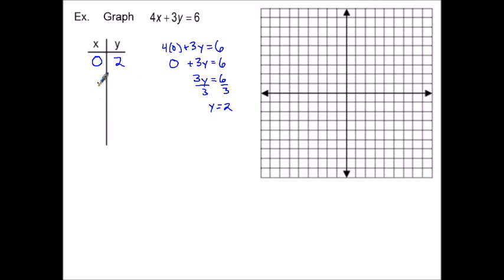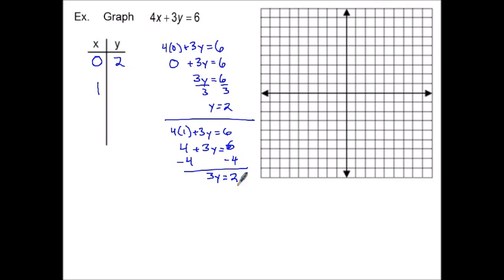So let's pick 1 for x, and put a line to separate things. So I'm going to go 4 times 1 plus 3y equals 6. As I go through the process again, 4 plus 3y equals 6. This time I don't have something that just cancels itself off, so now I'm going to subtract 4 from both sides. I have 3y equals 6 minus 4, which is 2. Now dividing through by the 3 gives me 2/3. Kind of an icky number, but it's what we have.